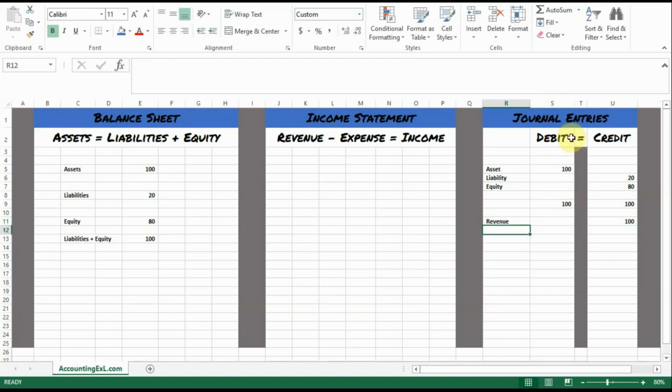And then since debits have to equal credits, we need another side to this entry. So we have a credit of 100, we need a debit of 100. So let's just say we sold this car, we got paid by the customer $100, so that's going to increase our cash by $100. I'm going to put asset next to this just so we don't get confused. So now our debits equal our credits.